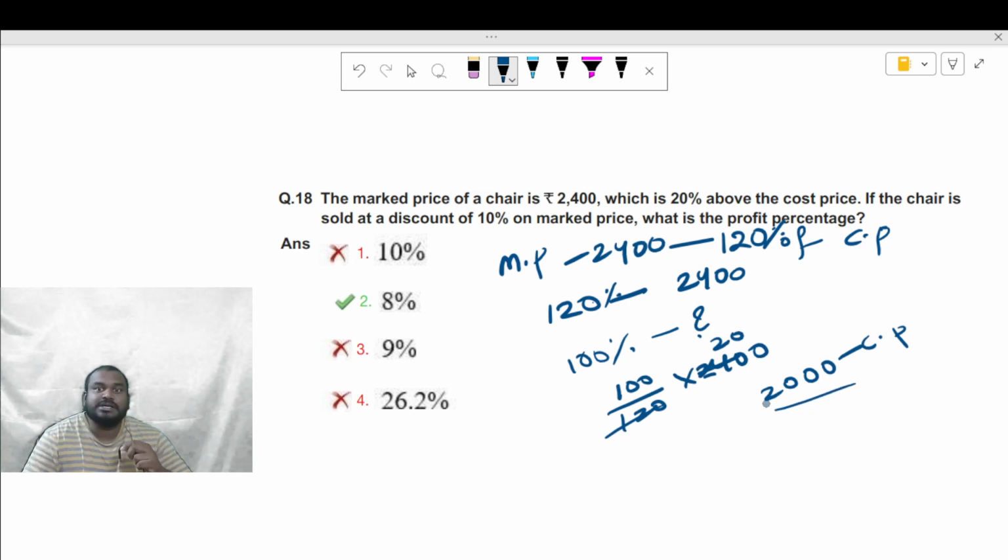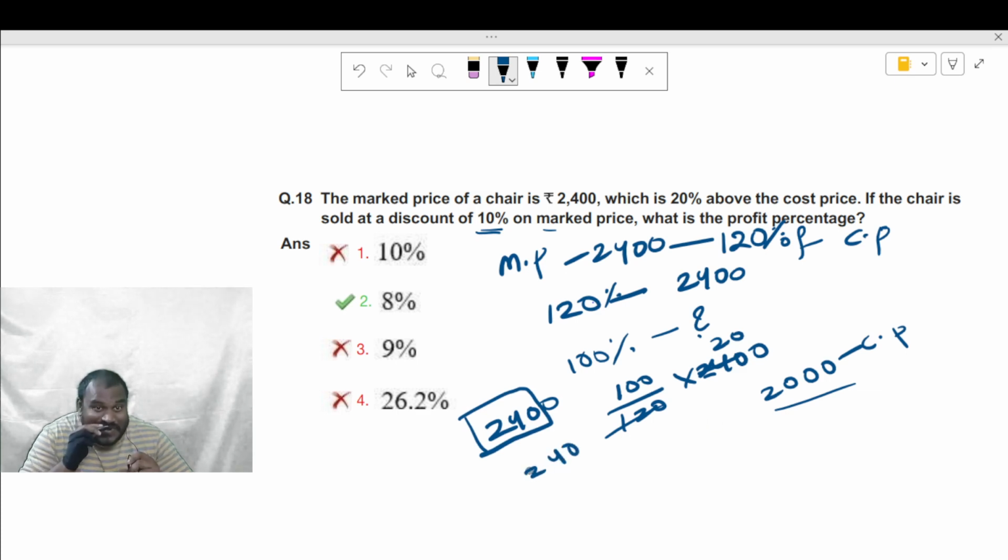So if the chair is sold at a discount of 10% on market price, discount of 10% on what value? Market price. But market price is what? 2,400. What is 10% of 2,400? 240. Okay, what is the discount value? 240 is the discount value. So 10% on market price is 240.